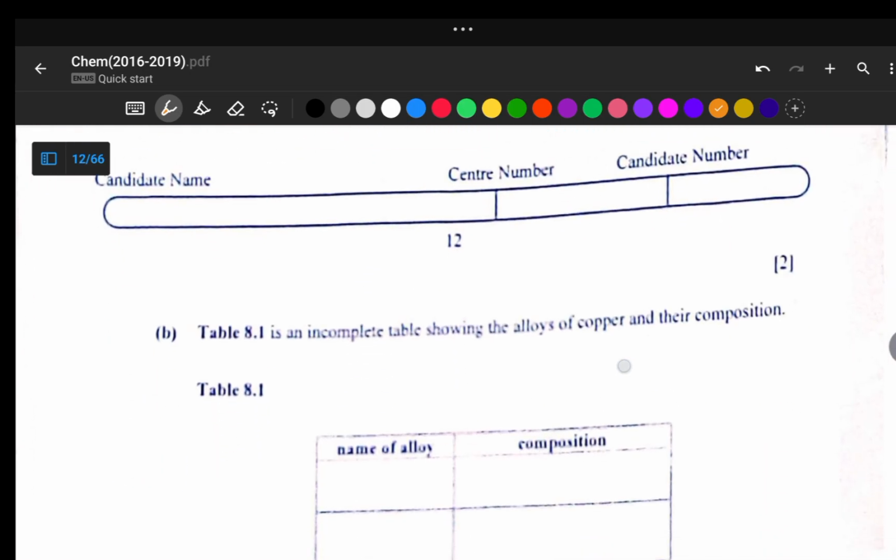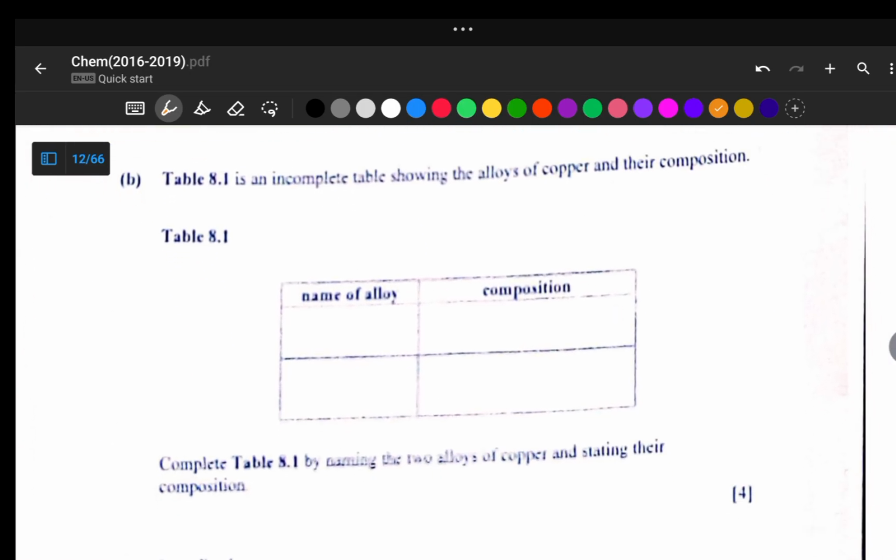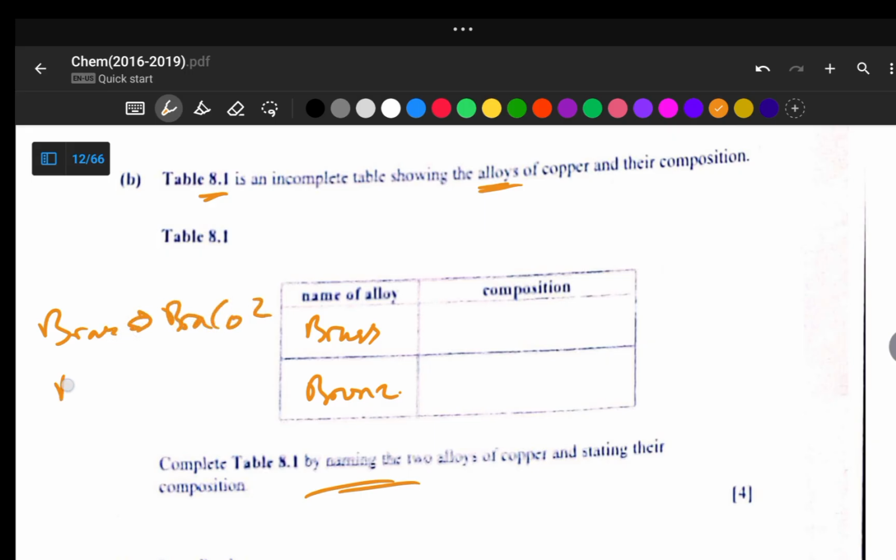And then we now proceed to the next question. So the next question says, Table 8.1 is an incomplete table showing the alloys of copper and their composition. So complete the table by naming 2 alloys of copper. So we have brass and then we have bronze. So brass is copper and zinc, and then bronze is copper and tin. As simple as that. Are we together, guys? So this is what you need to understand. And then we can now safely proceed to the next question.